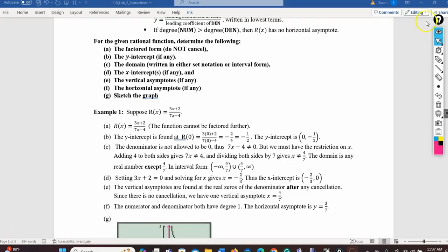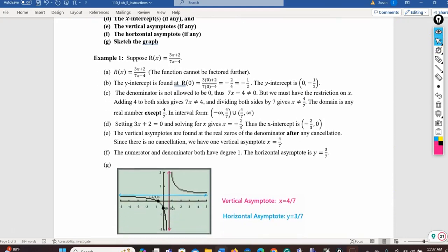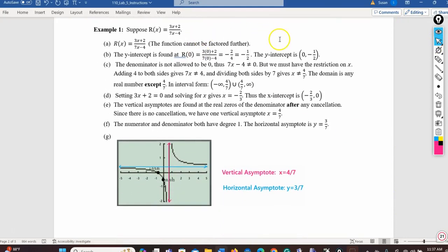So let's look at our first example. Let's come down here. All right, so suppose r of x is equal to 3x plus 2 over 7x minus 4. That cannot be factored further. Okay, there's nothing, it's linear. 3 and 2 don't have anything in common. There's nothing I can factor out. Same for the denominator, so that's as far as it can go.